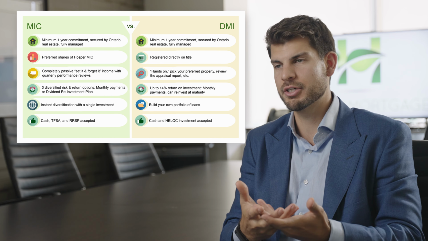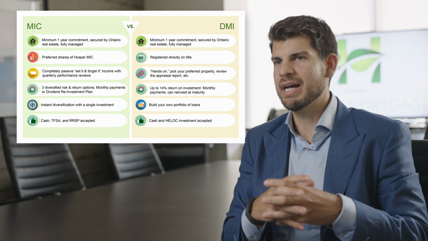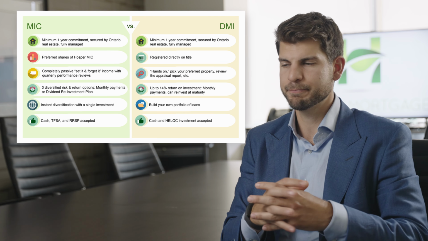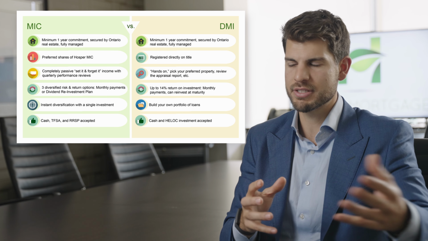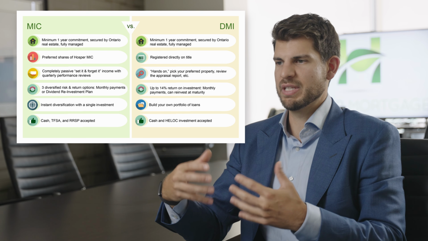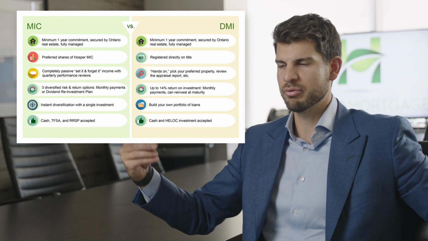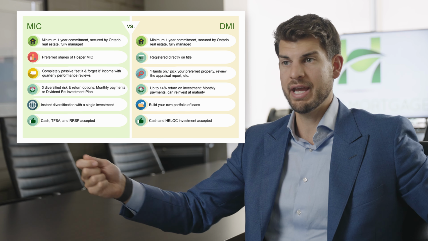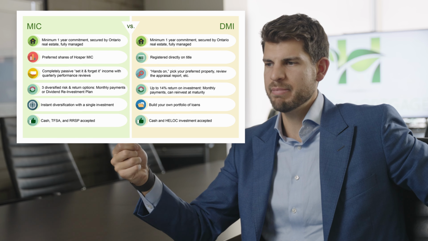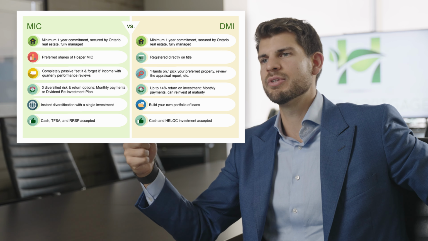A MIC is a structure created by the CRA, I believe in the 70s, as an alternative way for Canadians to finance mortgages. And DMI, again, is also not something that we've invented. Canadians and people have been lending privately as an alternative to a bank for years and years. But what we've tried to do is make these simple programs that become more accessible to anybody.